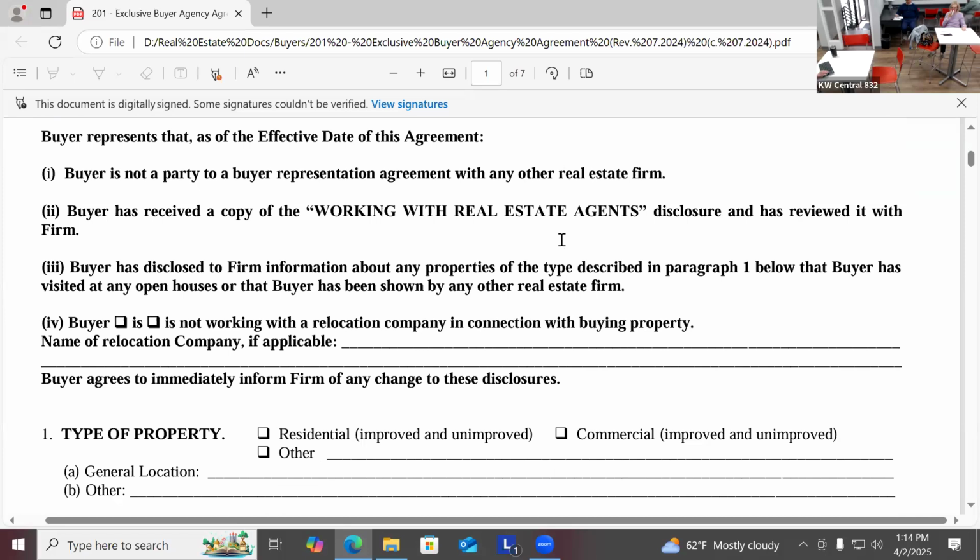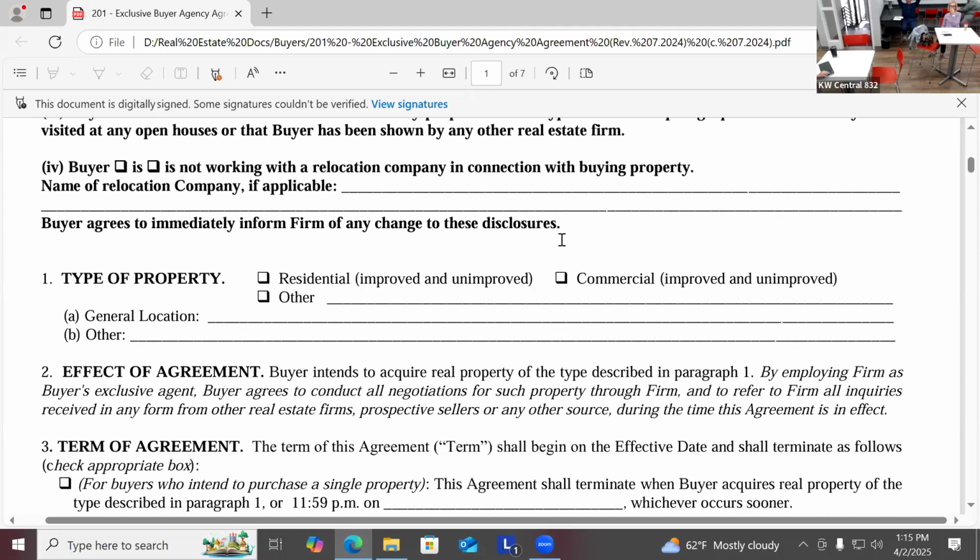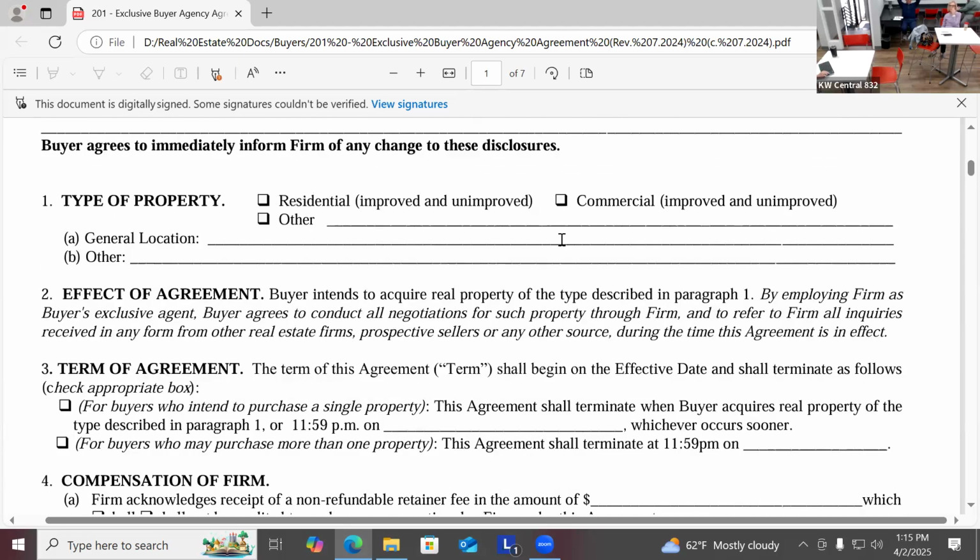So a couple of things have been added to this; they kind of stacked it. Number one, they made it fewer pages, which is good, but there are some boxes you have to be a little more cognizant of. A buyer is or is not working with a relocation company. If they are, then name the relocation company. We identify the type of property and also the general location. This can be Alamance and surrounding counties.